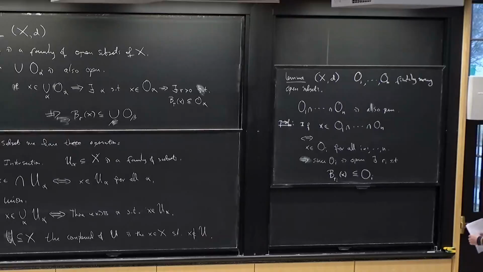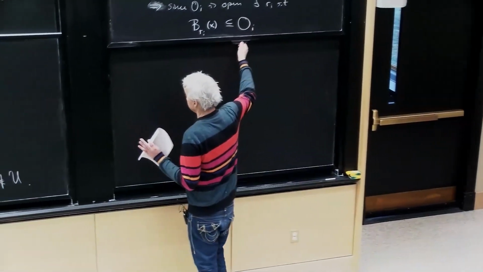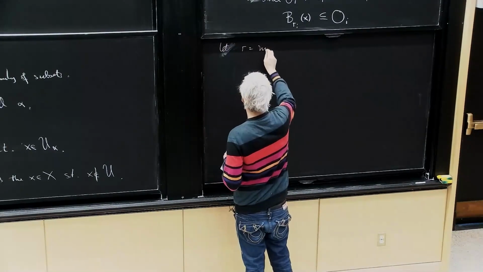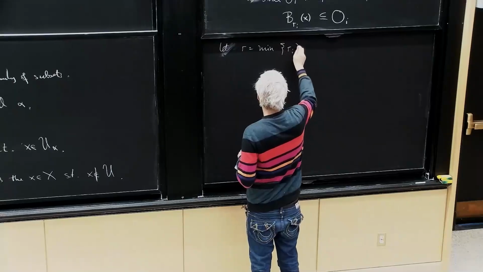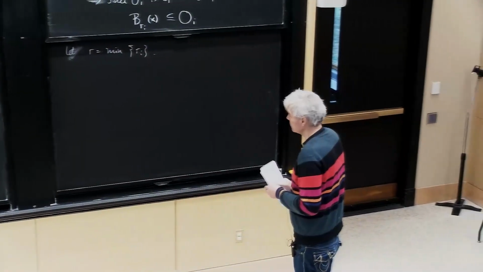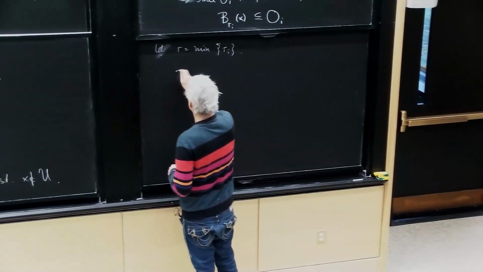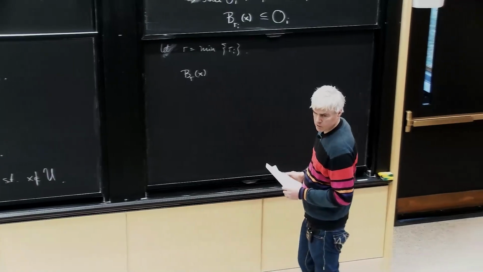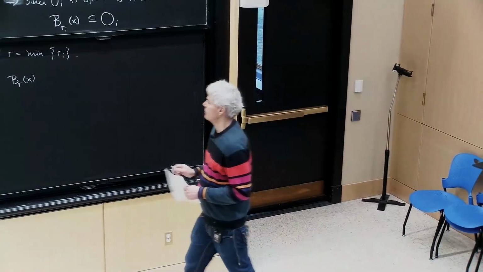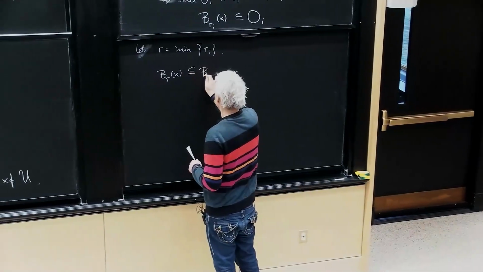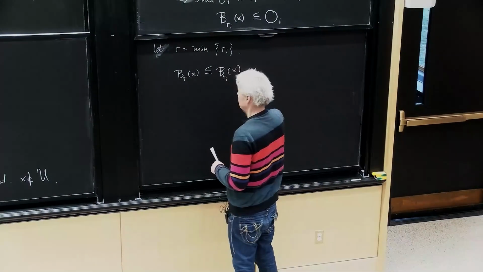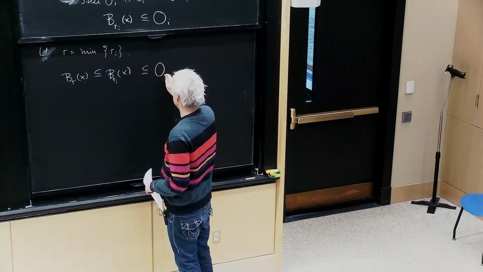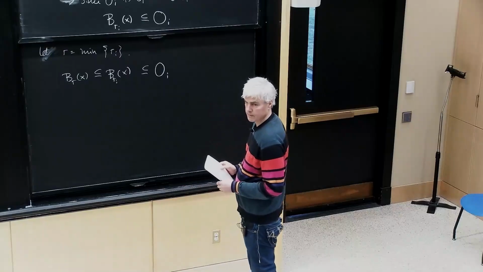This is for each i, right? But now, there's only finitely many i, so you can let R be the minimum of these. If R is the minimum of these, then the ball of radius R around x, these are the points where the distance to x is strictly less than R, is of course contained in B_{R_i}(x) for each i. But this one was supposed to be contained in O_i, right?